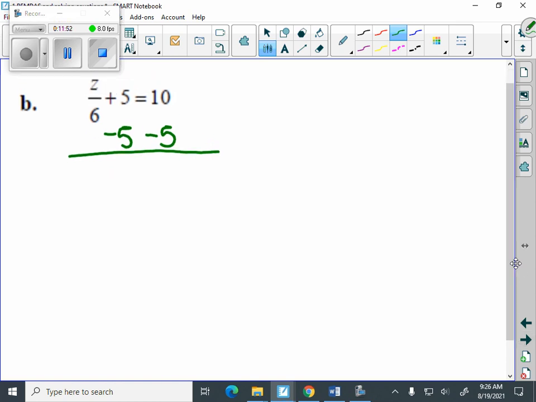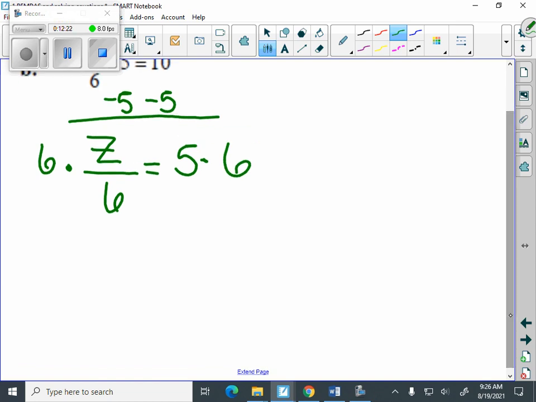And when we do, we get z divided by 6 equals 5. By the way, if you don't like z, use x. You're going to see, at least on one of the practice problems, I used x instead of whatever variable it was. Now, it's z divided by 6. The opposite operation is going to be to multiply by 6. And when we multiply both sides by 6, the 6's cancel out. 6 divided by 6 is 1, 1z. And then 5 times 6 is 30.